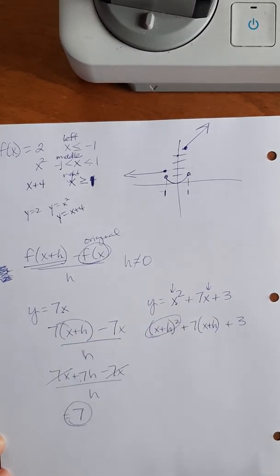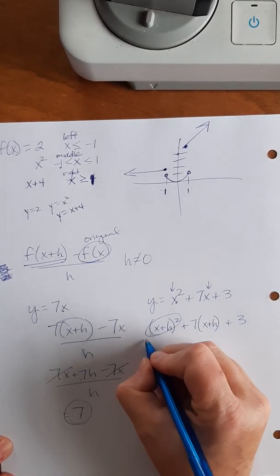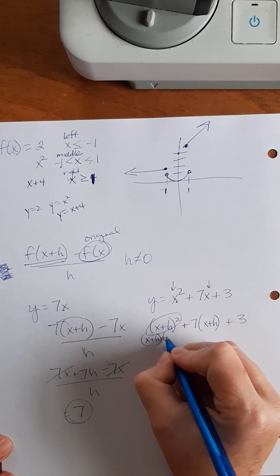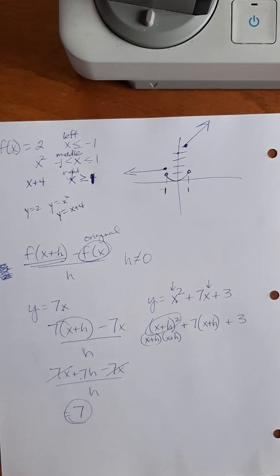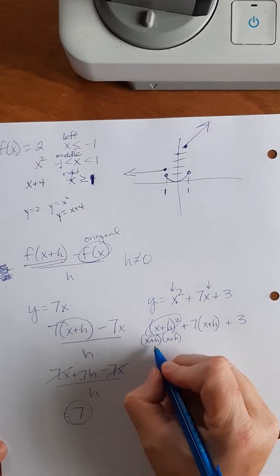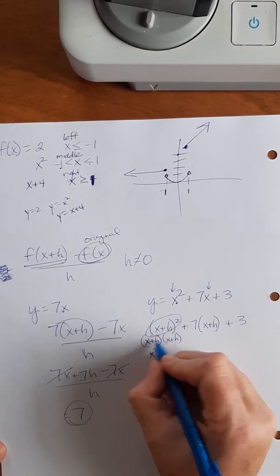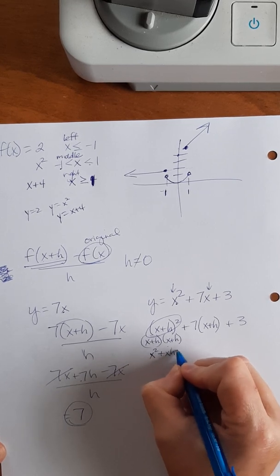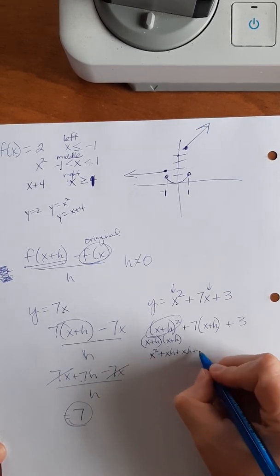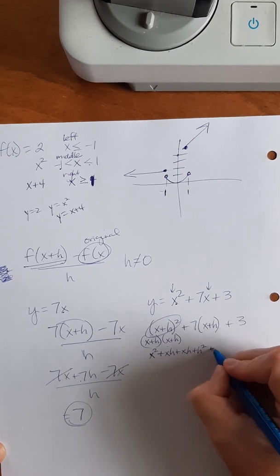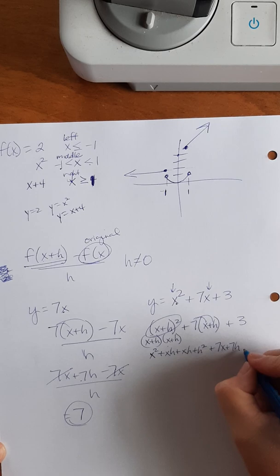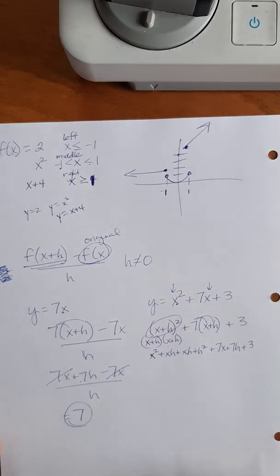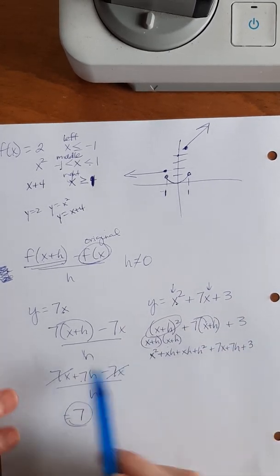This is where you're generally going to make your careless mistake. This is where you're going to have to do the FOIL method. Because remember, you can't just say x squared plus h squared. There's actually a 2xh in the middle. And you'll see that right here. Because when you FOIL, x squared plus xh plus xh plus h squared. Distribute here like normal, 7x plus 7h plus 3. Now, remember, that's just this part.